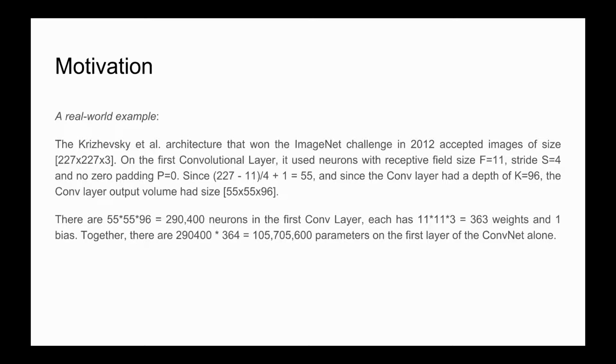And since the convolutional layer had a depth of 96, the convolutional layer output volume will have the size of 55 times 55 times 96. So this will get 290,400 neurons in the first convolutional layer. And each neuron will have 363 weights and 1 bias. So multiplying them together, we will have more than 100 million parameters for the first layer of the conv net alone. So that's a lot of parameters for only a single layer.